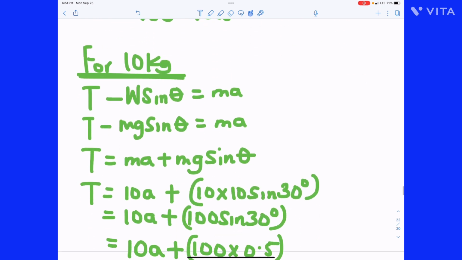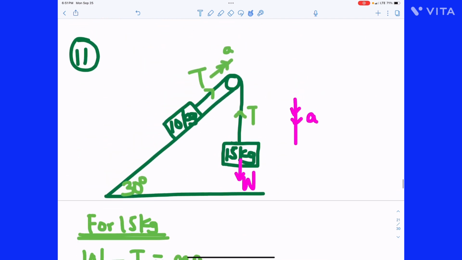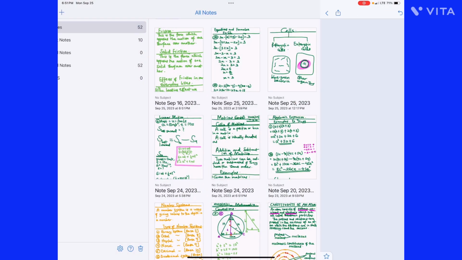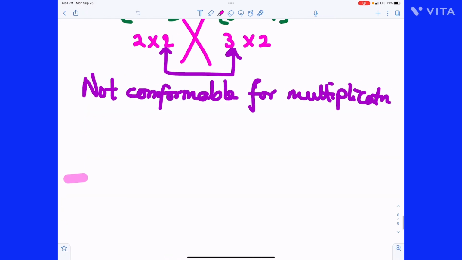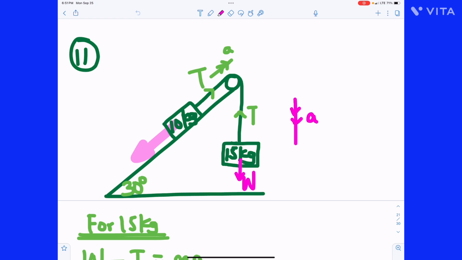Now for that 10 kg mass, there's a component of its weight acting along the plane. Excuse me, I lost that. Okay, I think I'm here. There's a component of its weight acting along the plane.